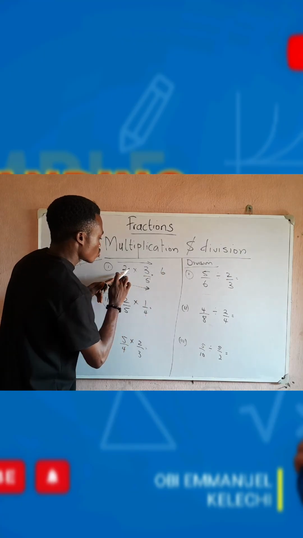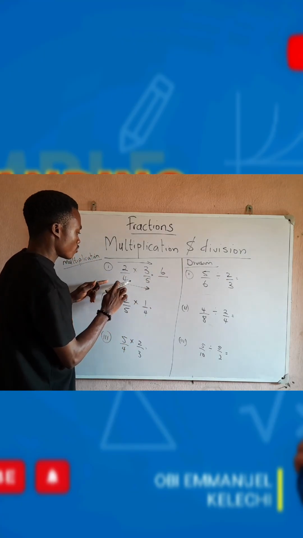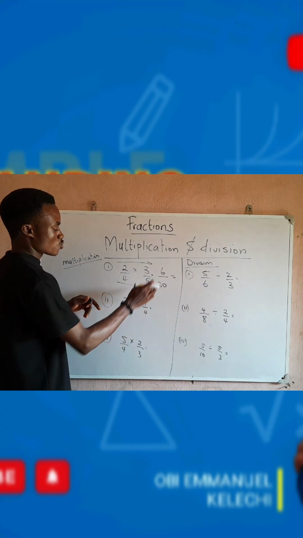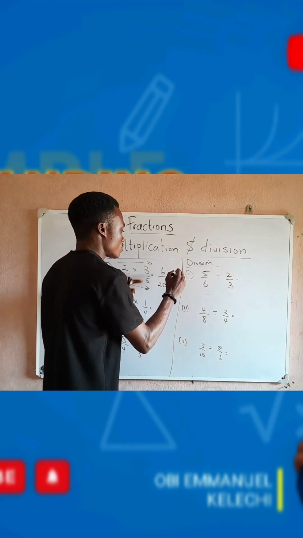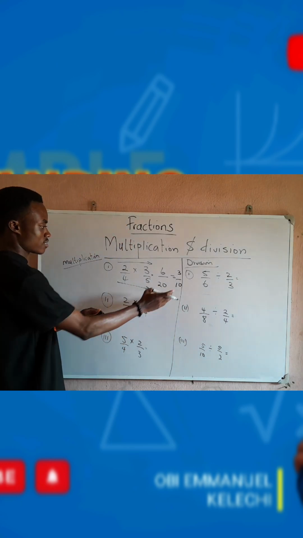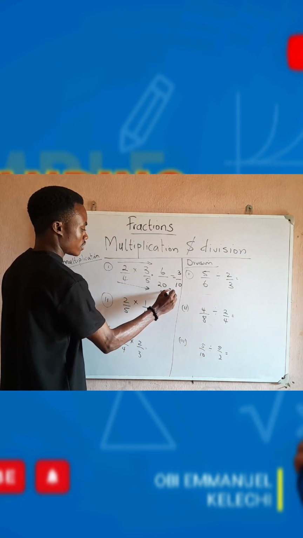So 2 multiplied by 3 is 6 over 4 multiplied by 5 is 20. Then you divide it. So how many 2s can you see here? 3. How many 2s can you see here? 10. So the final answer is 3 over 10.